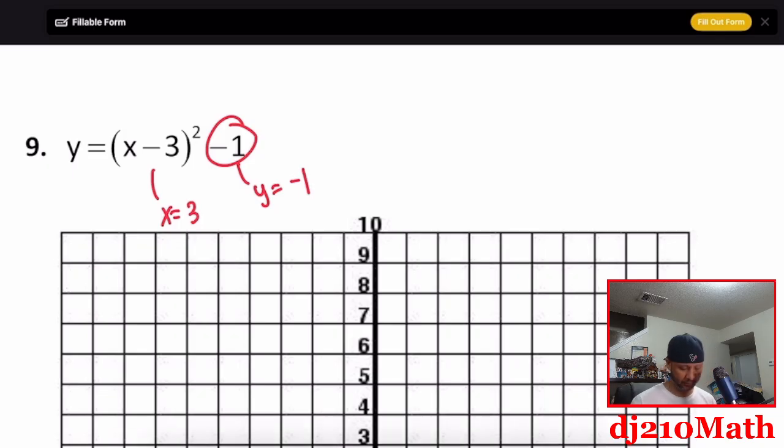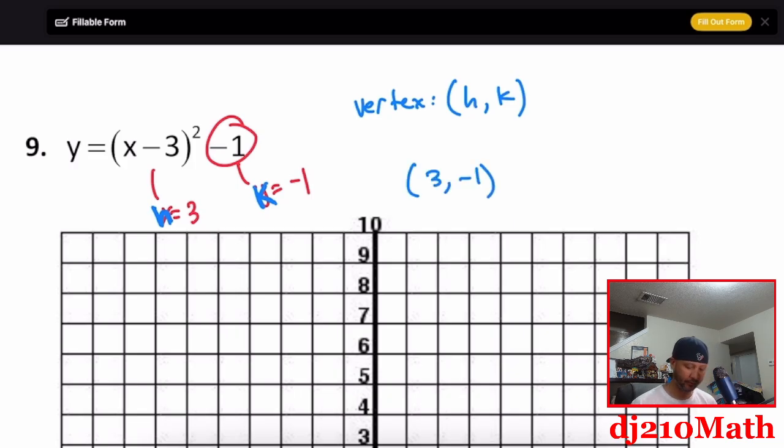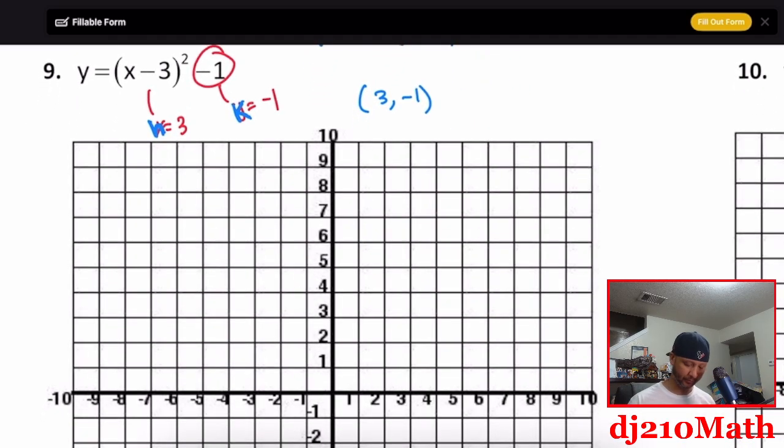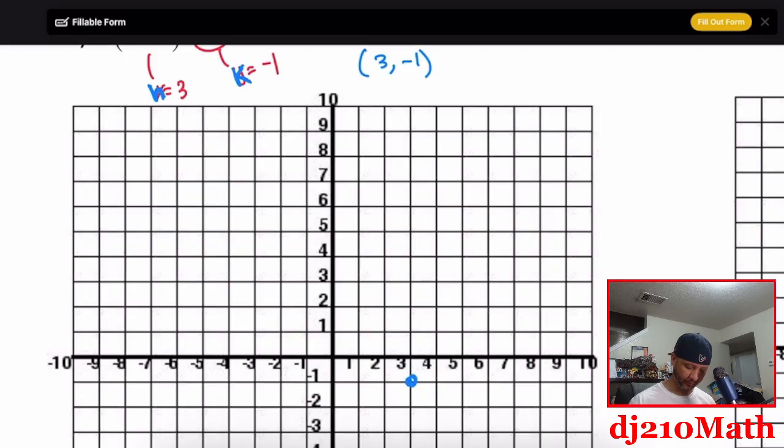I guess if you follow the notes, x is basically h, and this is basically k. H and k are the vertex, right? The vertex is at h, k. So the vertex right now is 3, -1. Opposite of the parentheses, and then whatever number's outside, it is what it is. So 3, -1. There we are. The nice thing is that we know that the axis of symmetry goes through this point.